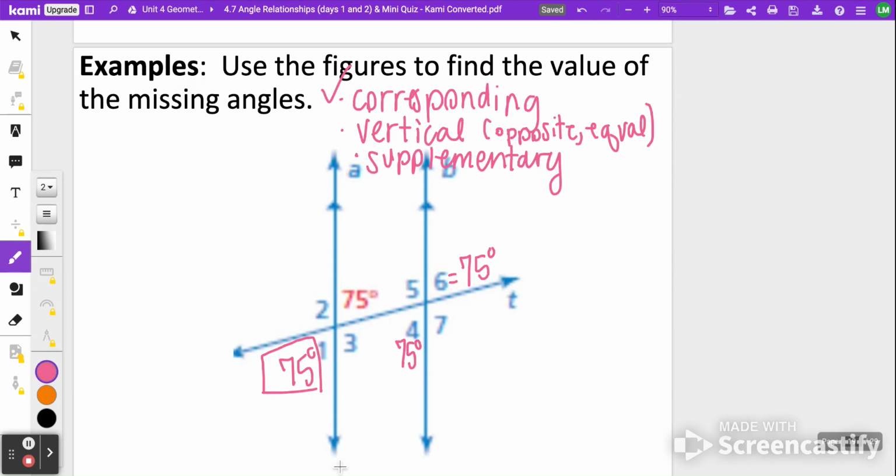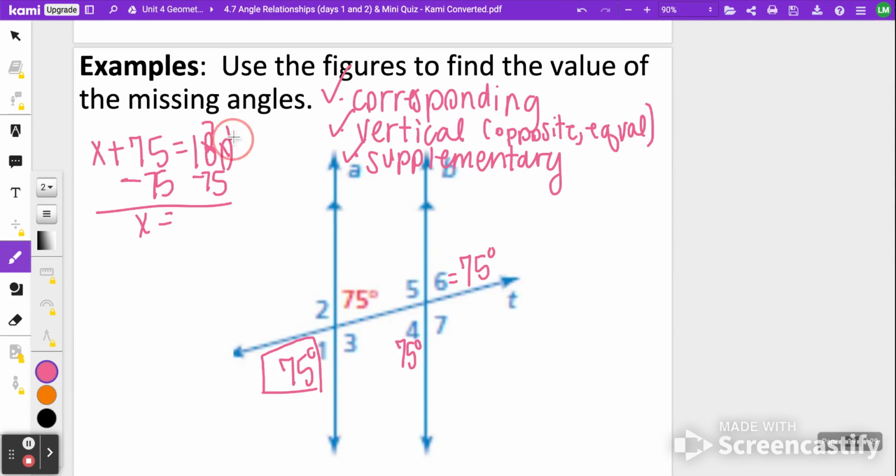The last few that are left over, we know that they can have the relationship of supplementary. Take, for instance, angle 2 and 75 degrees. Notice how they're making a straight line. So what I can do is set x plus 75 degrees equal to 180, and then solve for x by subtracting 75. When I subtract 75 from 180, I'm going to get 105. So that means angle 2 is 105 degrees.